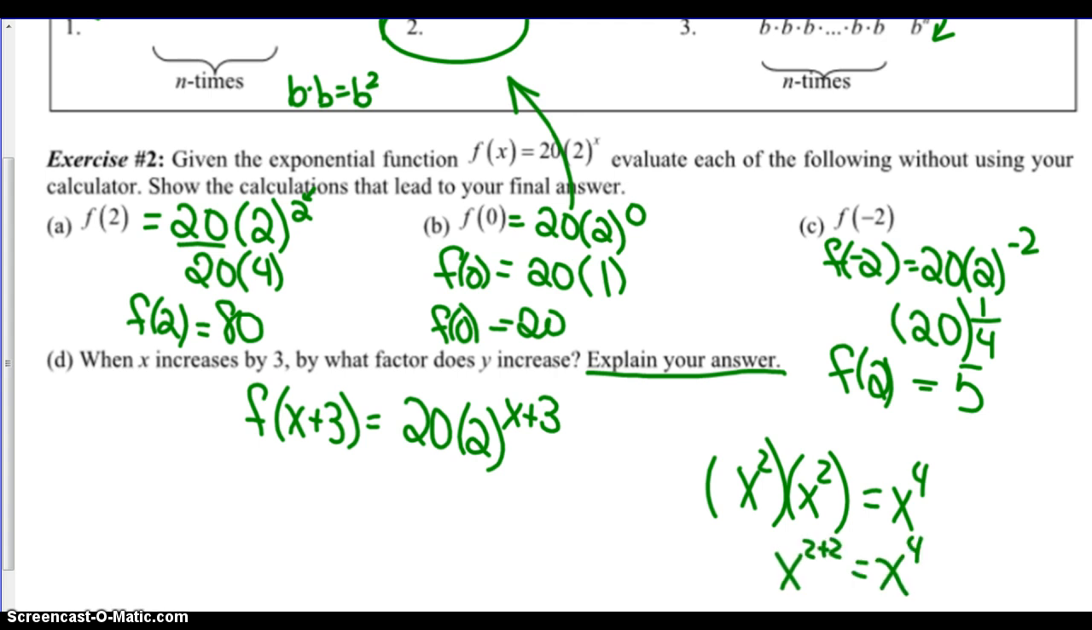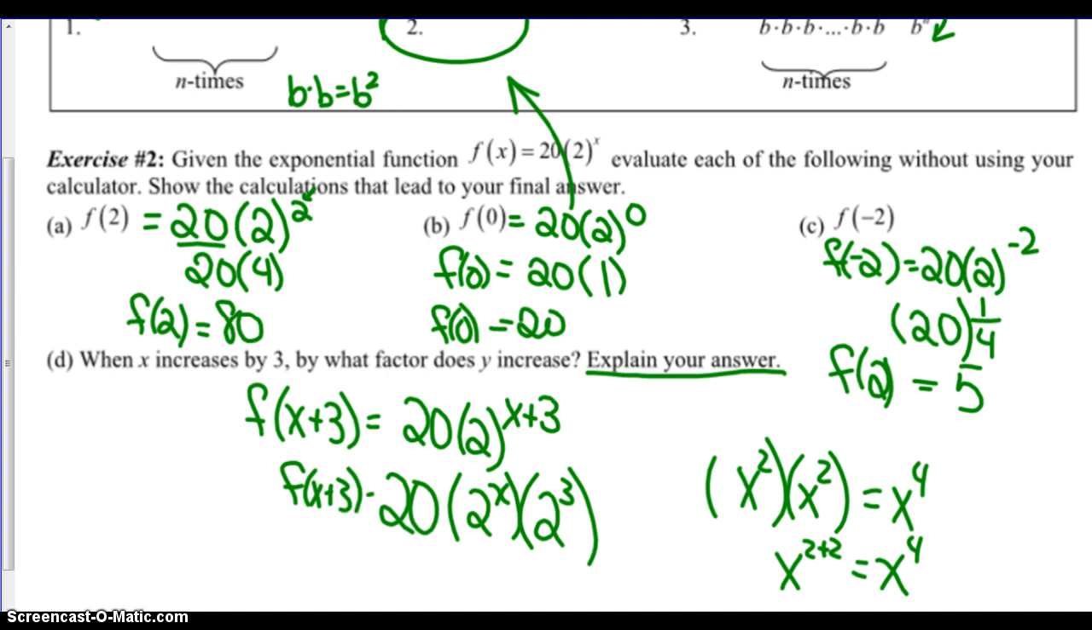So using that logic here, I'm going to see that I have the plus right there. I'm going to pull it apart and say, okay, that's 2 to the x times 2 to the 3rd. And the 20 is just floating along for the ride. So now I can see the 20s would be consistent. The 2 to the x would be the same. And then 2 cubed would be 8. So it's going to increase the y's by multiplying of 8.